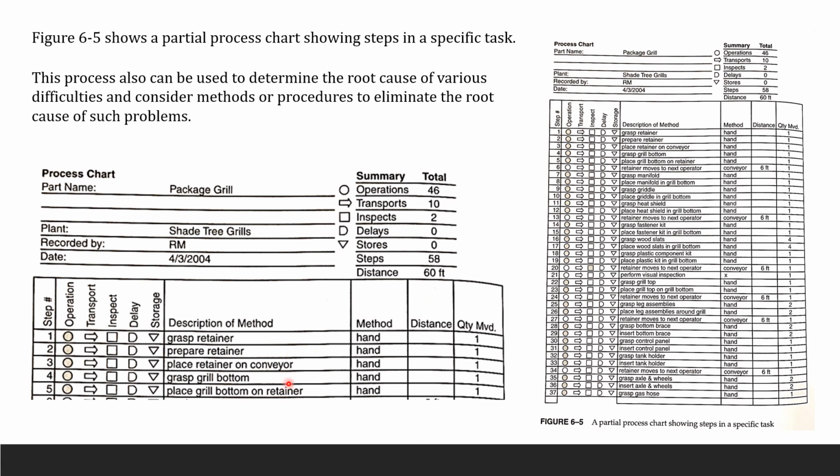So we're breaking down all the way to your work elements again. We're using hands here. The distance they're giving you here is only at the conveyor, so that's 6 feet. And then quantity, it's 1, 2, 3, you can put it right there. Right now I'm just going with 1. Okay, so that's it.